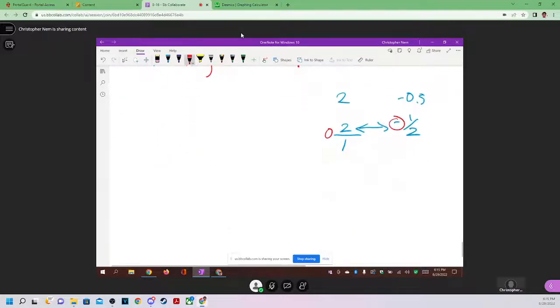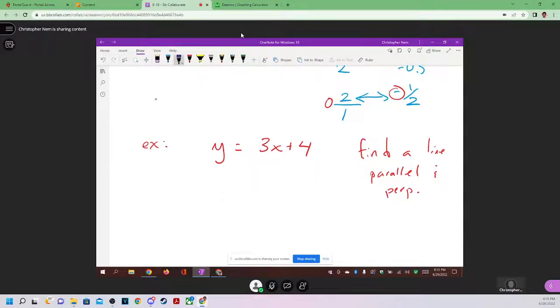So example, let's say we have y equals 3x plus 4. Find a line parallel and perpendicular to this guy right here. All right. Well, the parallel is going to be y equals, well, it has to have the same slope. Now, I don't want it to be the same line, so I have to change the constant. It doesn't matter what I change it to, though. I can do plus 8. This is going to be parallel.